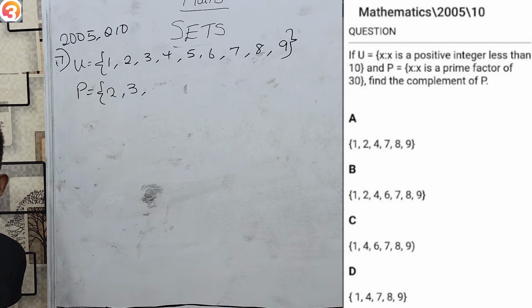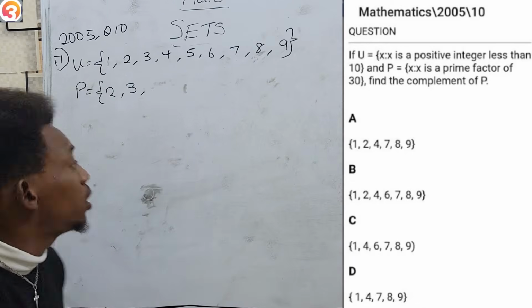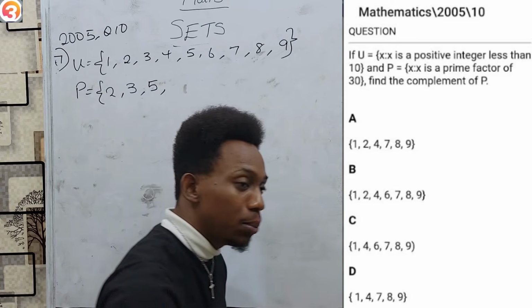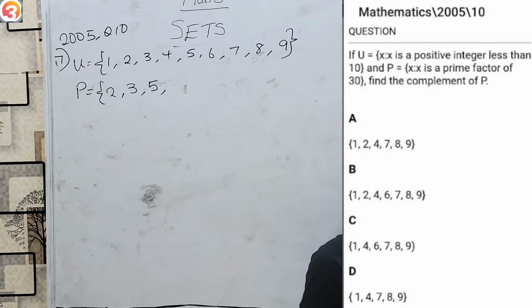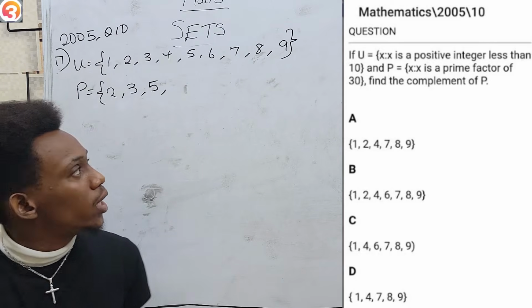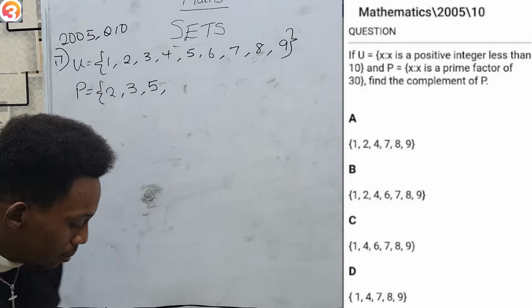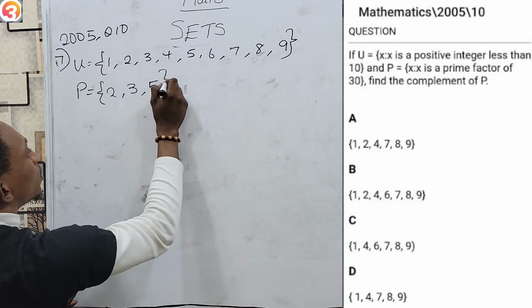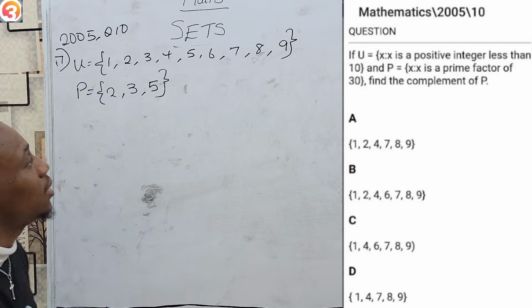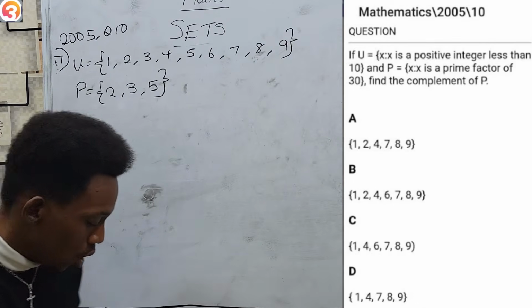4 is not a prime number, so I don't even consider it at all. 5 is a prime number, which can go into 30. So it belongs to the prime factors. 6 is not a prime number, though it goes into 30, so I have to leave it out. 7 is a prime number, but cannot go into 30. We ignore. 8 is not a prime number, and 9 is not a prime number, implying that the only prime factors which can go into 30 are 2, 3, and 5.